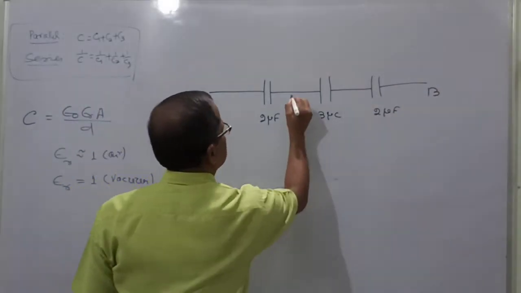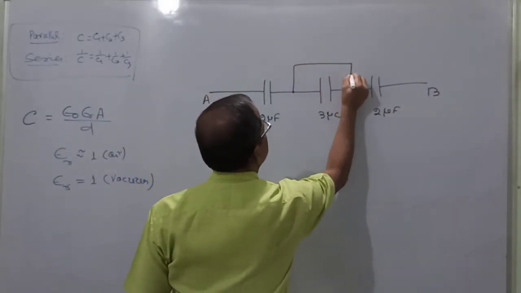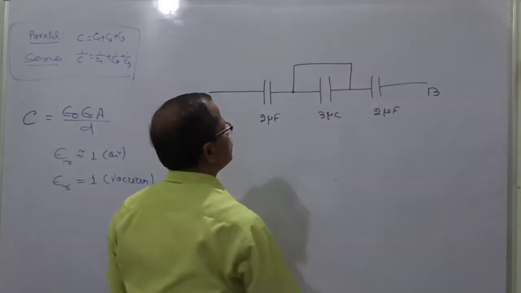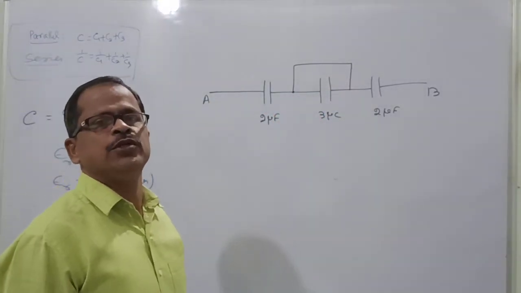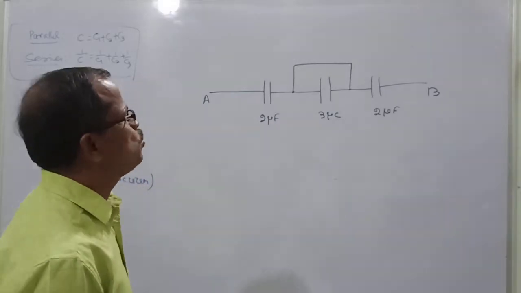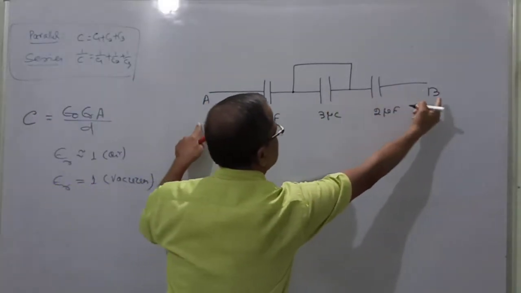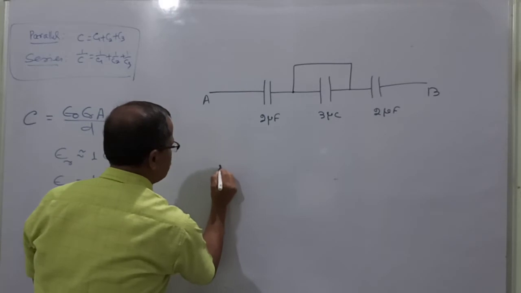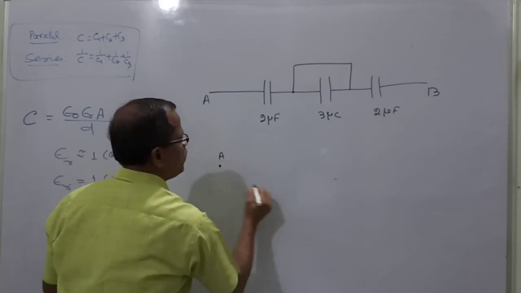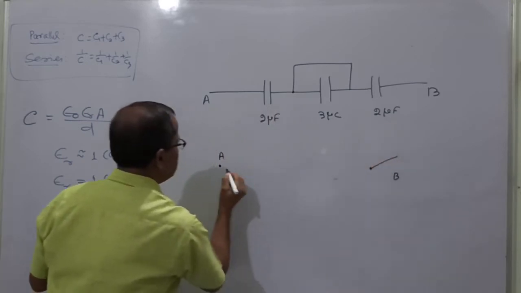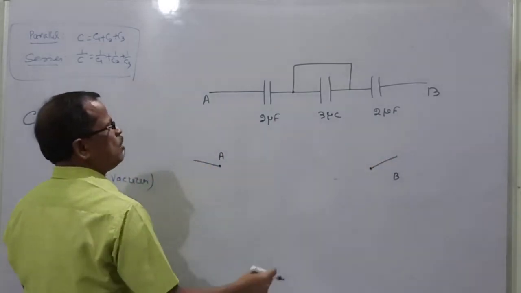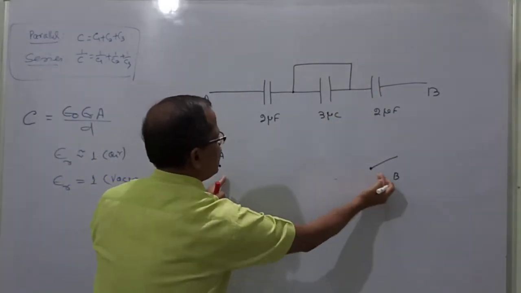Now these 2 points are short circuited. These 2 points are short circuited. Find the net capacitance between the points A and B. So to get the net capacitance between A and B, let us make one terminal A and another terminal B. This is the right extreme terminal. This is the left extreme terminal. All capacitors should be in between A and B.